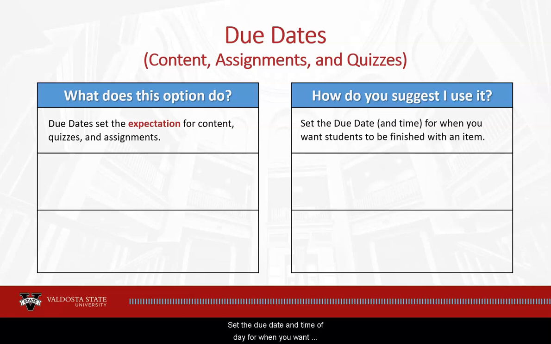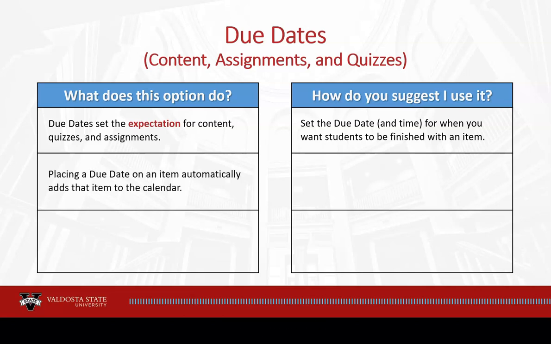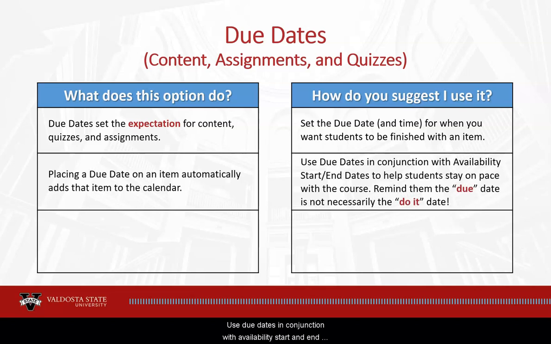Set the due date and time of day for when you want students to be finished with an item. Placing a due date on an item automatically adds that item to the calendar. Use due dates in conjunction with availability start and end dates to help students stay on pace with the course. Remind them that the due date is not necessarily the do it date. Setting an availability start date communicates to students that they can and should begin work on an assignment, even if the due date is much later than the start date.